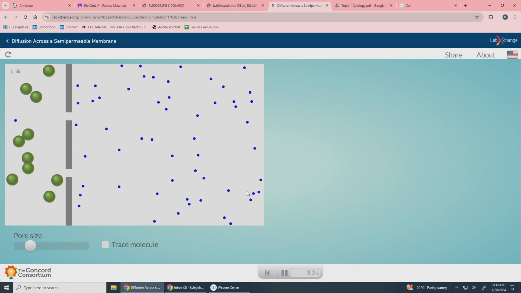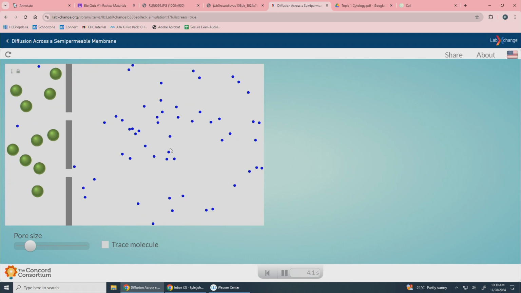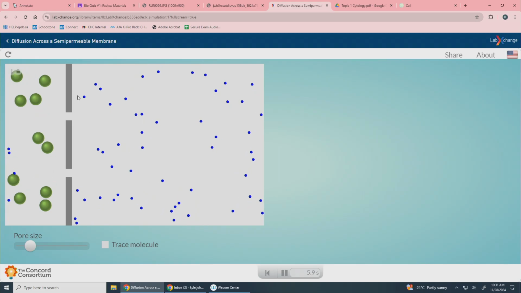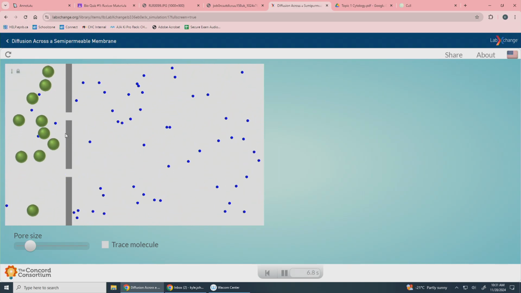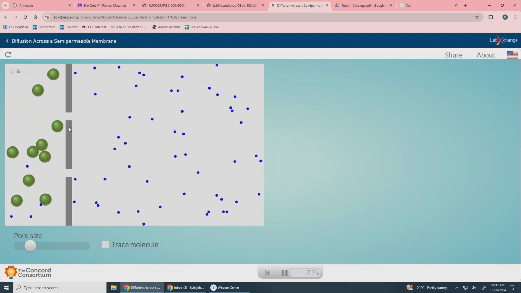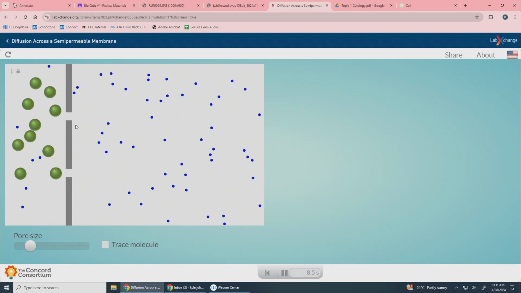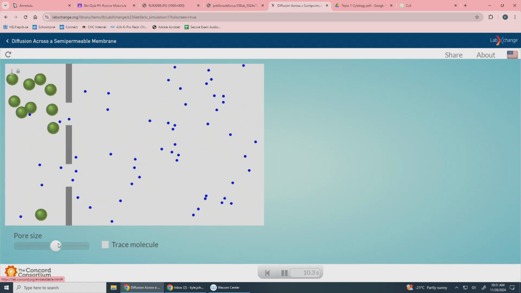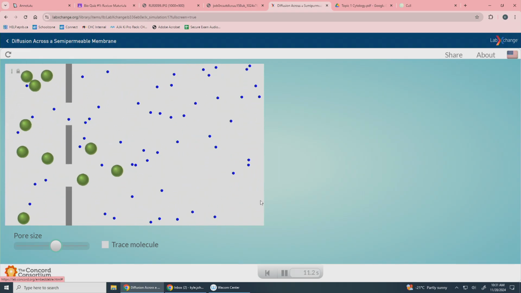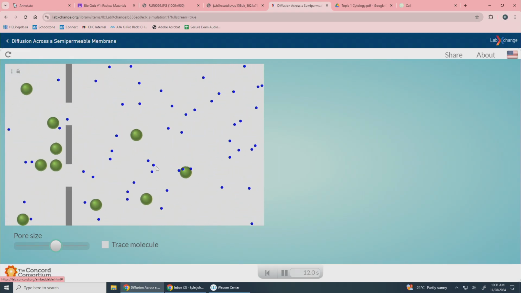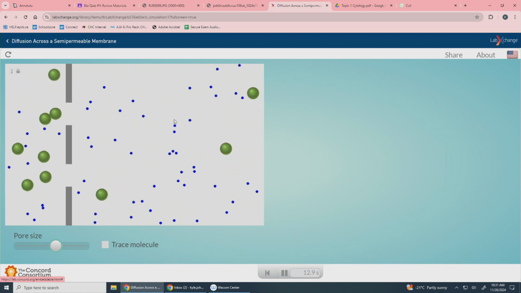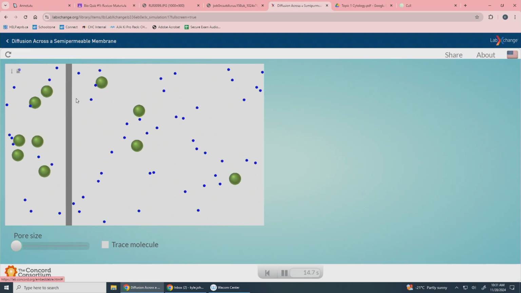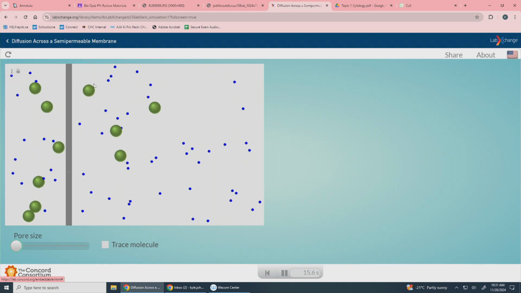You'll see that all of the blue particles started on the right side here, and now some of them are on the left side. That means that this membrane is semi-permeable. It allows the blue things to cross, but not the green things. And what changes that is how large these pores are. If we increase the size of the pores, then now green particles can pass through. Now it is a permeable membrane because everything can pass through. But if we decrease the pore size so small that nothing can pass through, it is now impermeable.